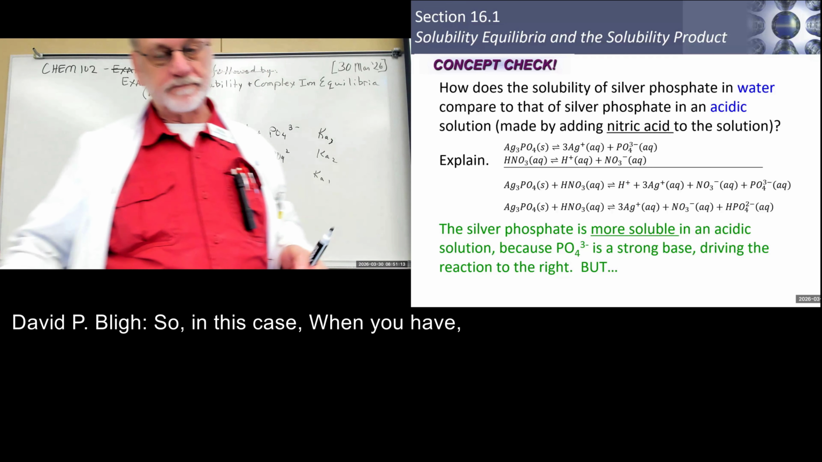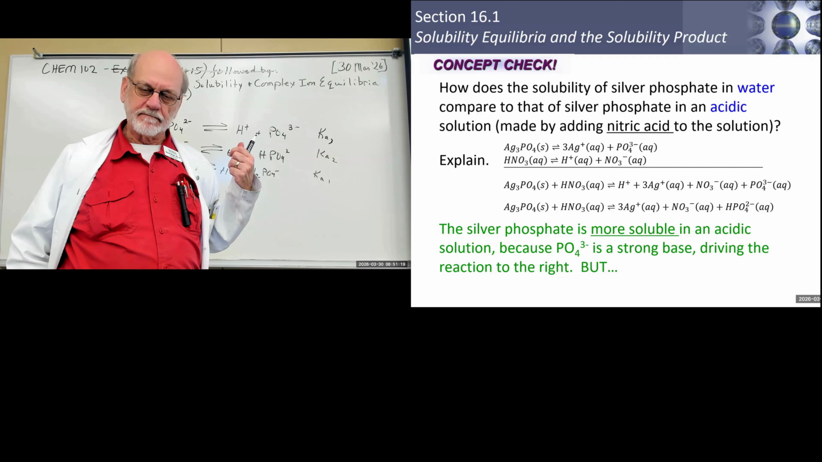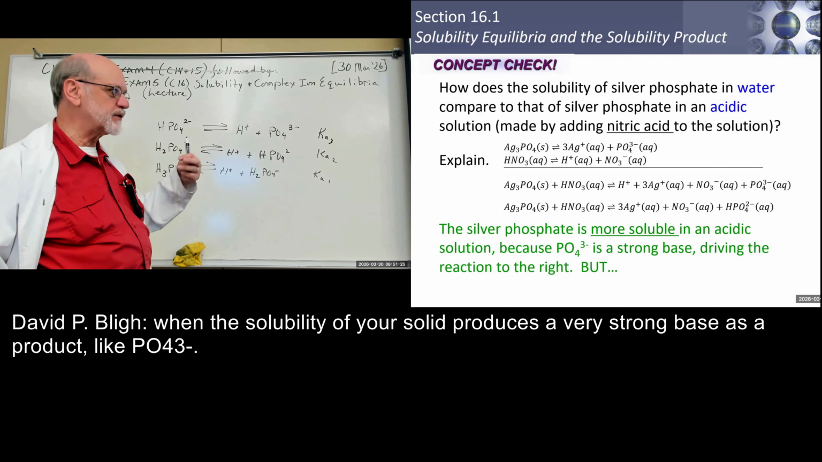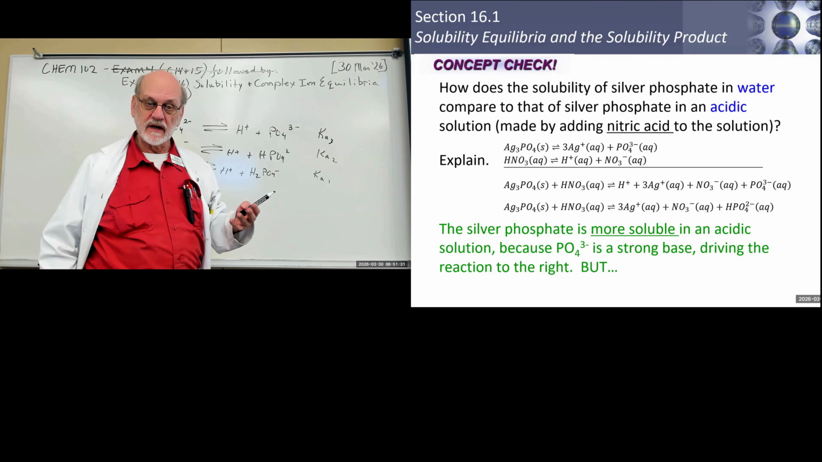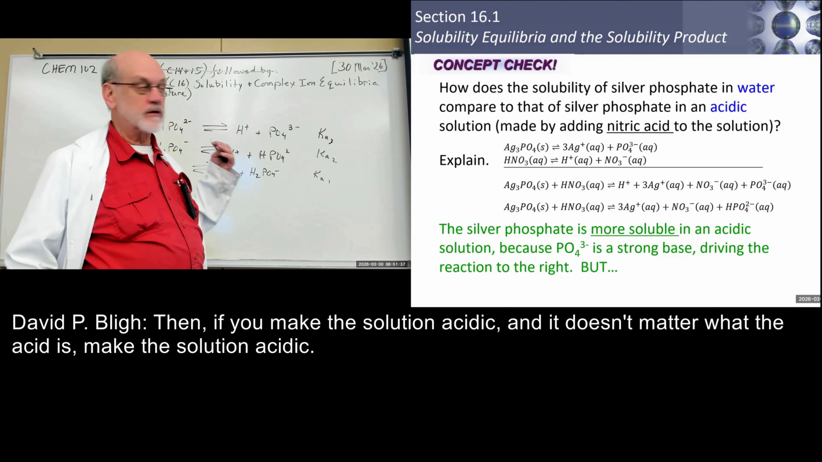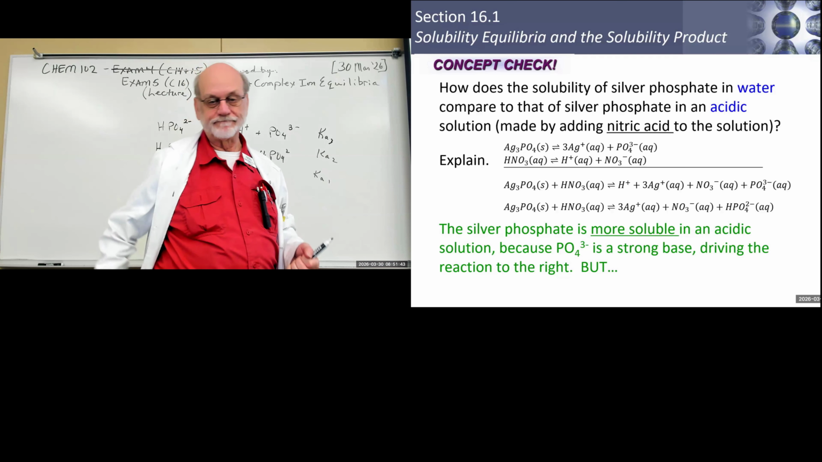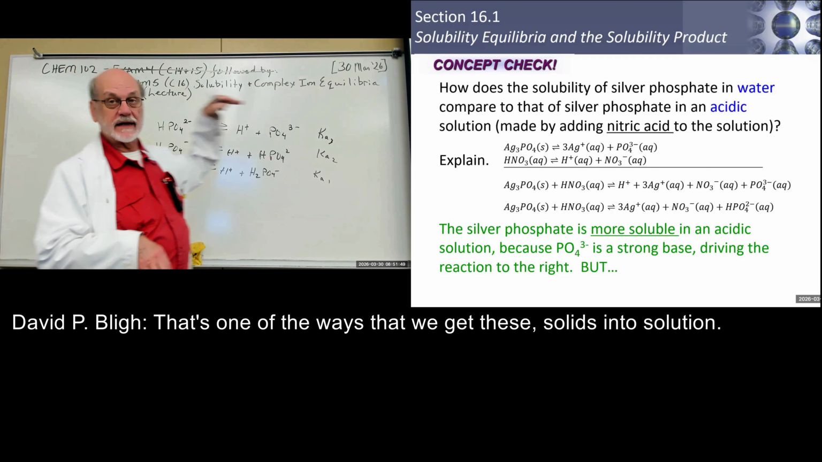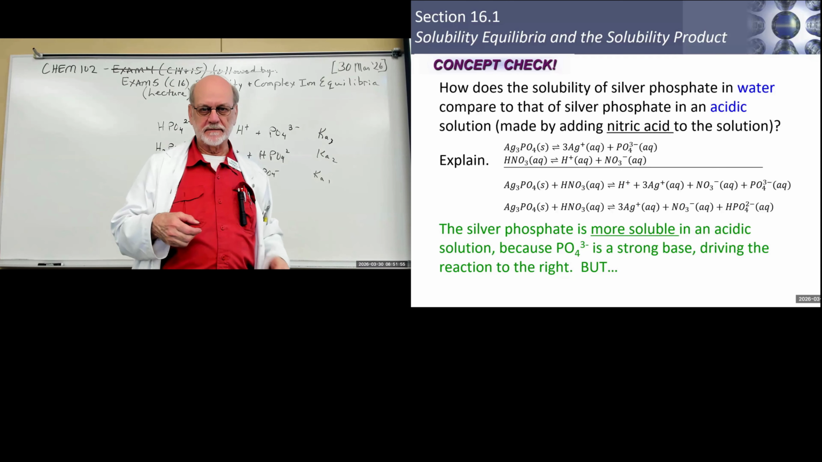Okay. So in this case, when the solubility of your solid produces a very strong base as a product, like PO4 3 minus, then if you make the solution acidic, and it doesn't matter what the acid is, you're going to increase solubility. That's one of the ways that we get these solids into solution, is when that is available to us, we use an acid.